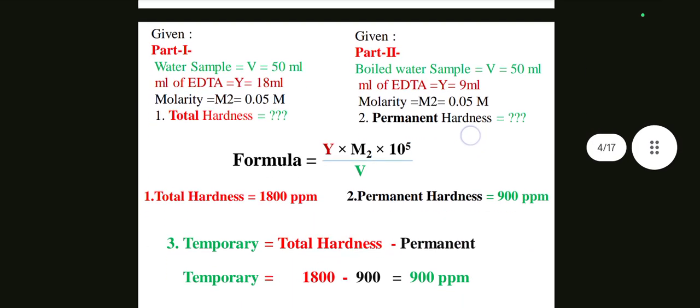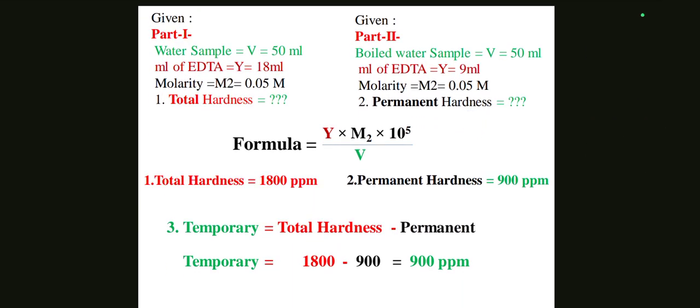Now we will see the formula and actual calculation. So again on this slide I taken part 1, part 2 given. So formula is common, same for part 1 and part 2, that is y into m2 into 10 raised to power 5 divided by phi. So y for total 50, m2 for total hardness 0.05 multiply by 10 raised to 5, okay, and divide by phi. What is phi? Phi is 50 ml, okay. And here if you do the calculation by using a calci, you will get total hardness 1800 ppm.